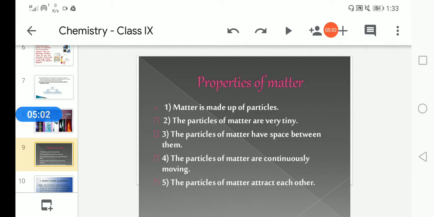We will discuss the individual properties of matter with the help of different activities. In this part, we are discussing only two properties, that is, the first two properties of matter.